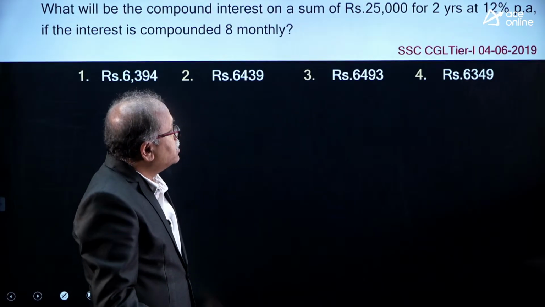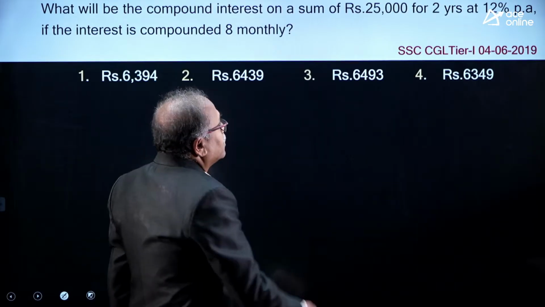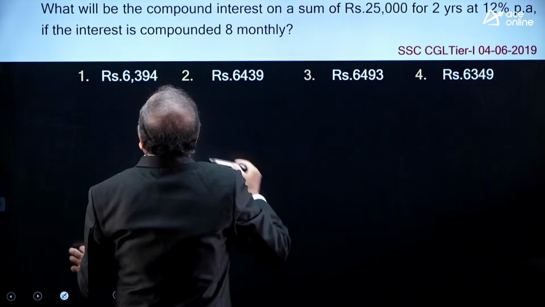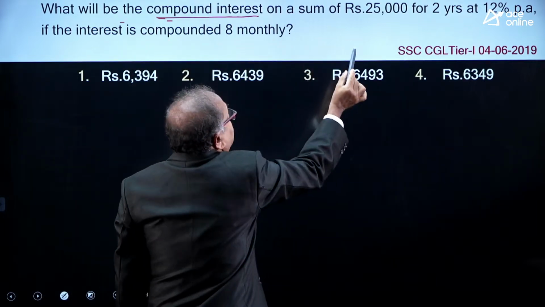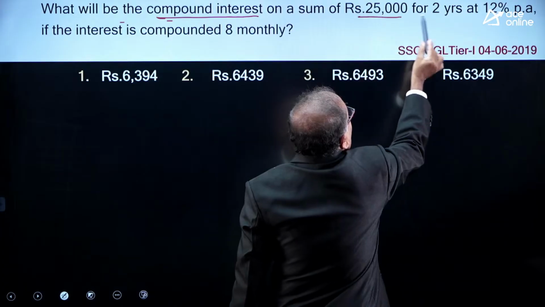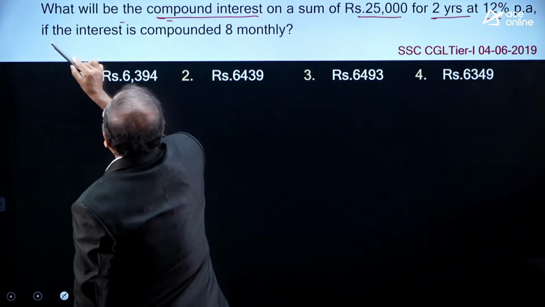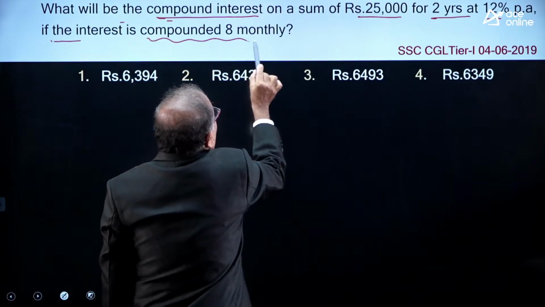And I am moving on to the next question, and you can see the next question over here. What will be the compound interest on a sum of rupees 25,000 for 2 years at 12% interest compounded monthly?